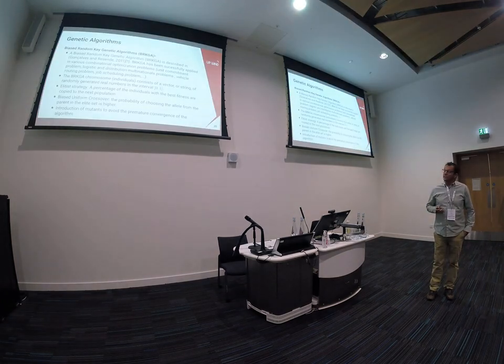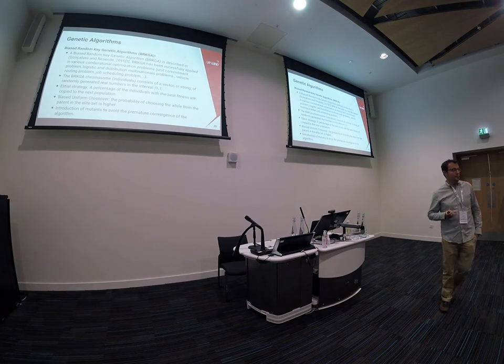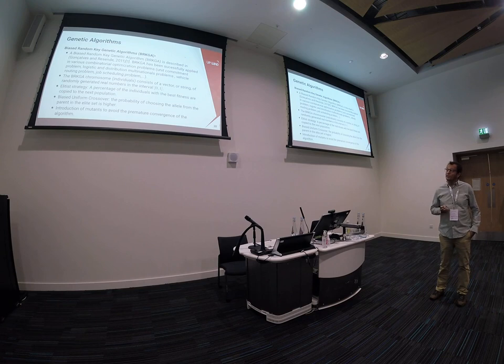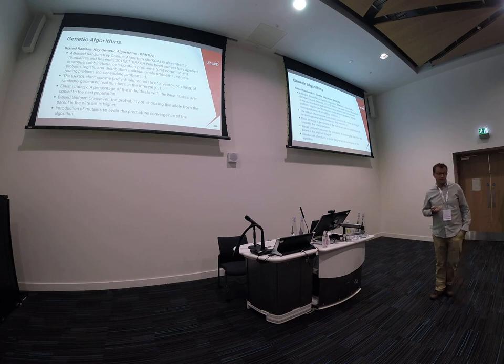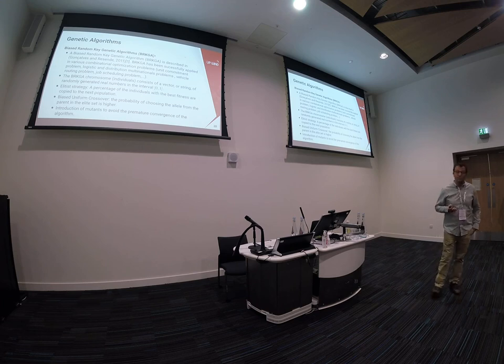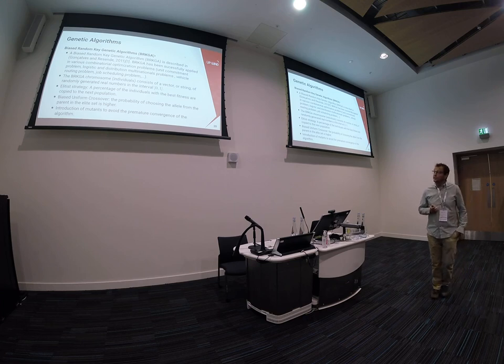We are using genetic algorithms to address this problem. In particular, the biased random-key genetic algorithm, BRKGA, described in Gonçalves and Resende in 2011. This approach has been successfully applied in various combinatorial optimization problems. In BRKGA, each individual or chromosome is a vector of randomly generated real numbers in the interval [0,1].